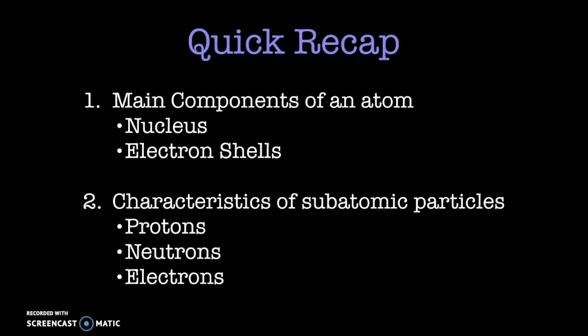A quick recap of this entire video and things that we talked about. We first talked about the main components of an atom, which we said were the nucleus and our electron shells. And lastly, we talked about the characteristics of our protons, neutrons, and electrons.